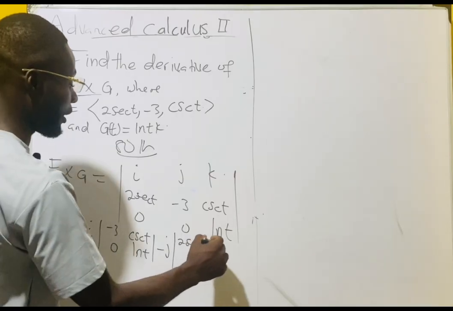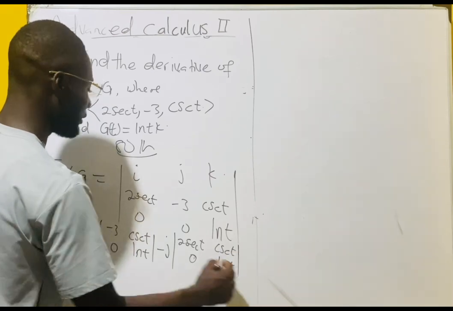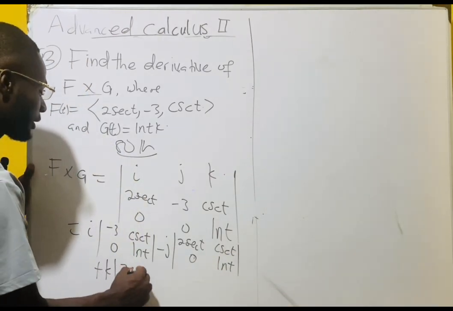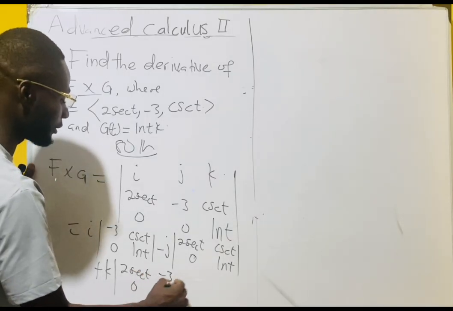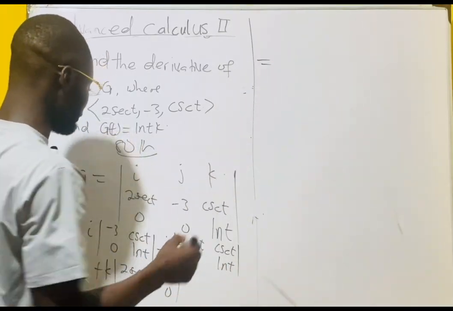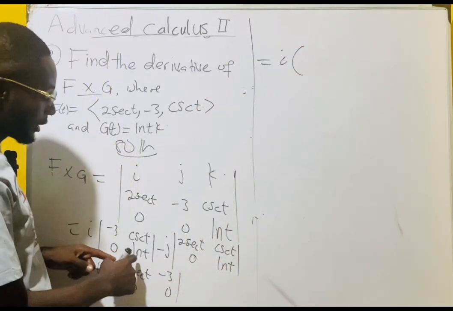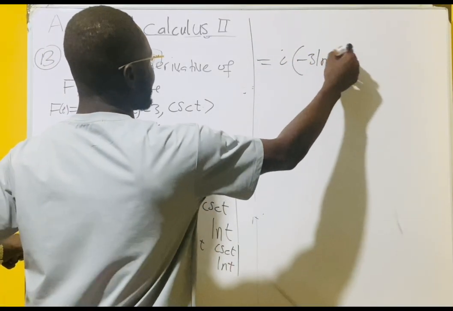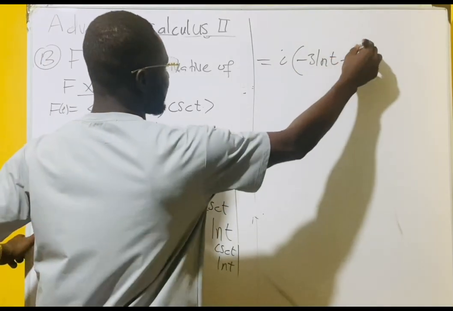Then we have cos t, ln t, plus k into 2 sec t, 0, and then minus 3, 0, right? So we're going to have our result to be i into this and this. We have what? Minus 3 ln t. This and this is 0, so minus 0.